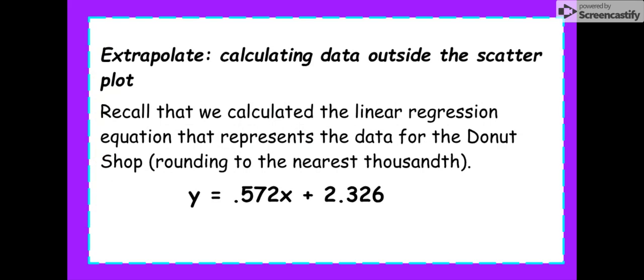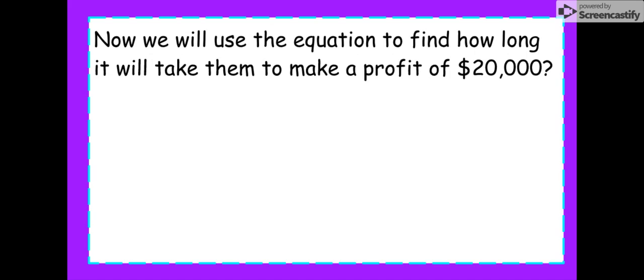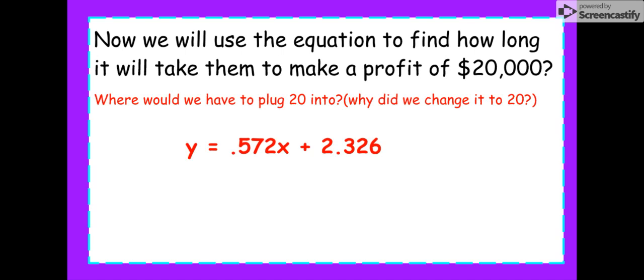We're going to extrapolate some information, again, that's calculating data outside the scatter plot. Recall that we calculated the linear regression equation that represents the data for the Donut Pit, and as below, we rounded it to the nearest thousandth. Now we're going to use the equation to find how long it will take them to make a $20,000 profit. But if you notice, it asks where we would plug in the 20 and why we change it to 20. Let's explore those two things right now.